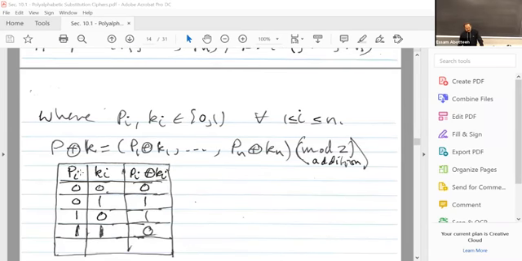And here is the way these are defined. If we take P sub i, K sub i to be all possible combinations of zeros and ones, it is going to be like this. So 0 plus 0 is 0. And as you see, 1 plus 1 here is, of course, equal to 0.